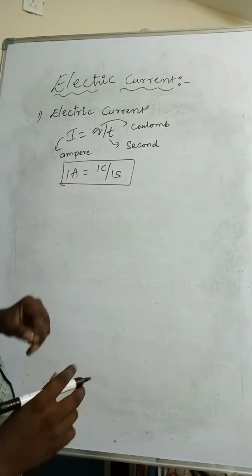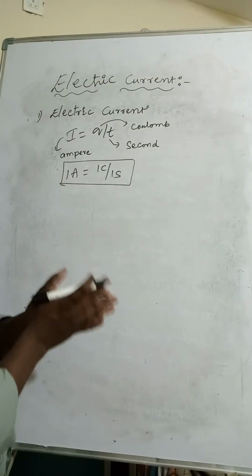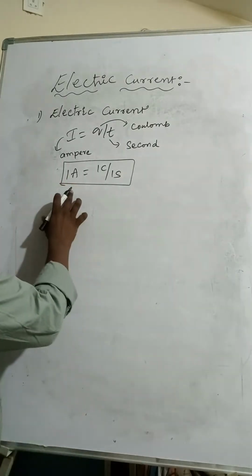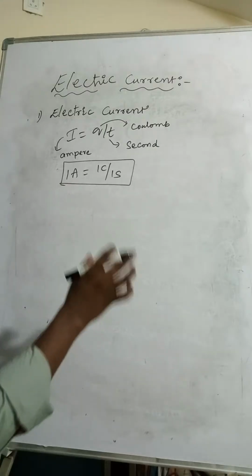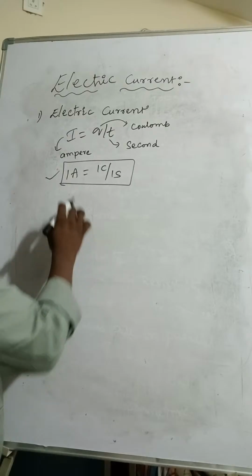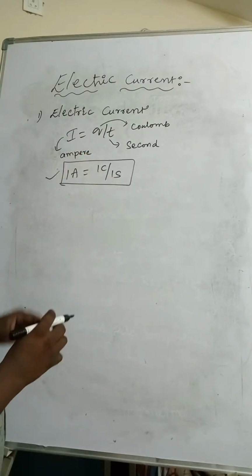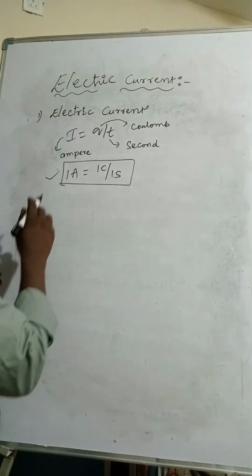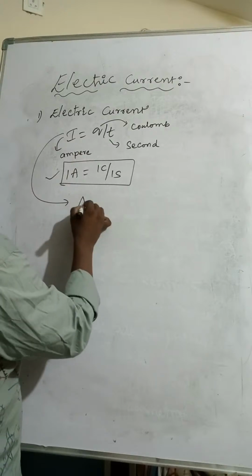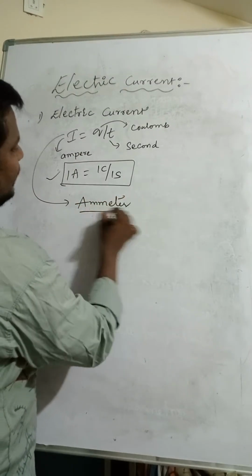1 ampere is defined as 1 coulomb of charge flowing through unit cross-sectional area per second. That is nothing but 1 ampere. So what is the device used to measure the electric current? Ammeter is the device used to measure the electric current.